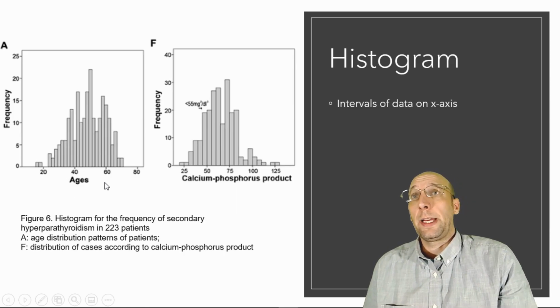In this graph showing ages, there isn't a single age. It isn't like 21 that we're looking at a frequency of. Instead, we're looking at a range of a couple of years. So the second graph is showing the amount of calcium phosphorus product in intervals in patients with hyperparathyroidism.